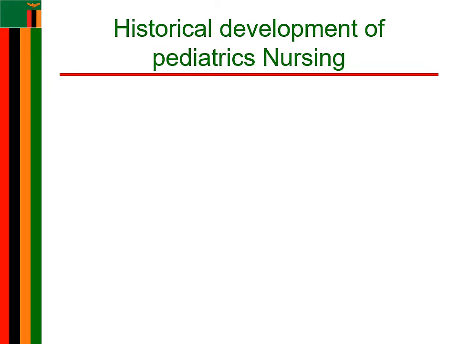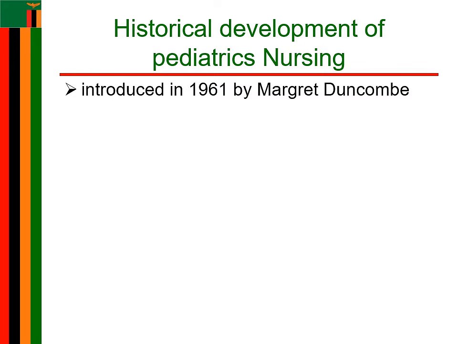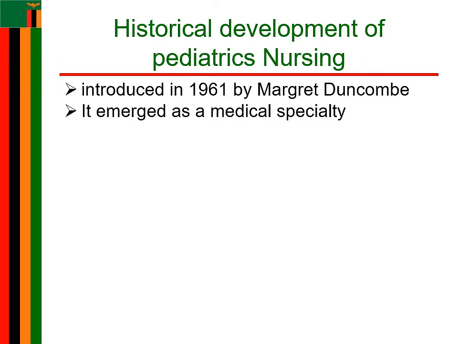Having looked at the definitions, let's now look at the historical development of pediatric nursing. Now, pediatric nursing was introduced in 1961 by Margaret Duncan. It emerged as a medical specialty in response to the increasing awareness that the health problems of children are different from those of adults, and that the child's response to disease and stress varies with age.